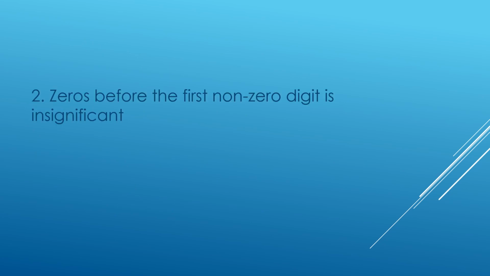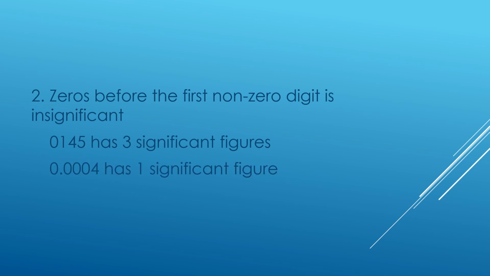Number 2. Zeros before the first non-zero digit are insignificant. 0145 or 145 has 3 significant figures. The 0 before 1 is insignificant. 0.0004 has only 1 significant figure. The zeros before the 4 are insignificant.